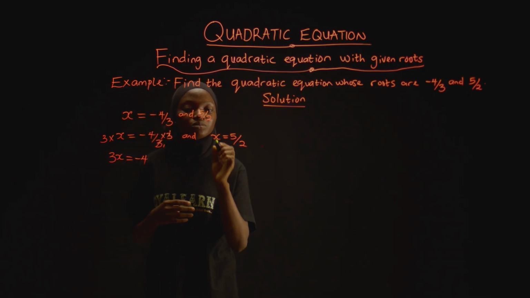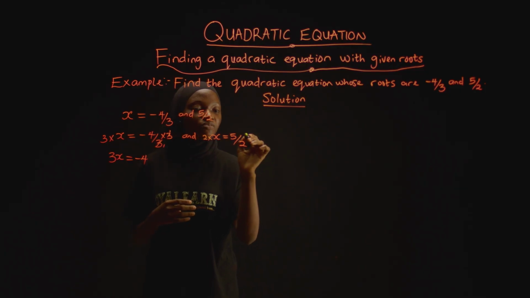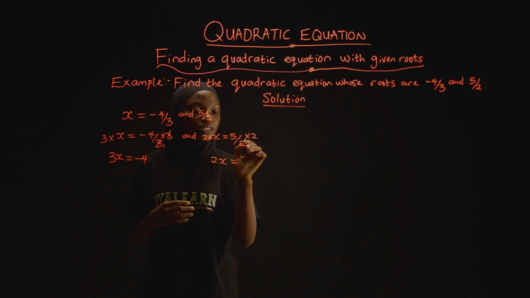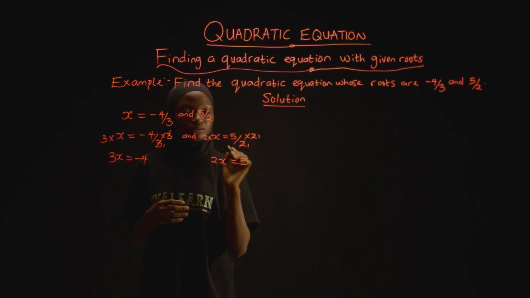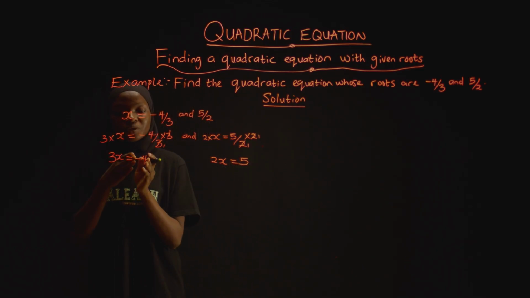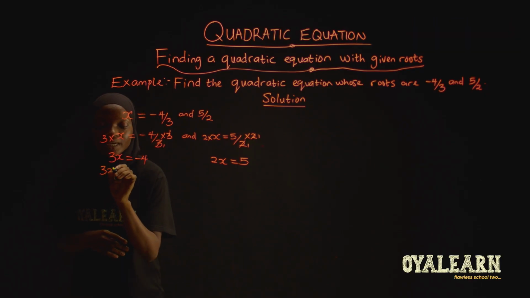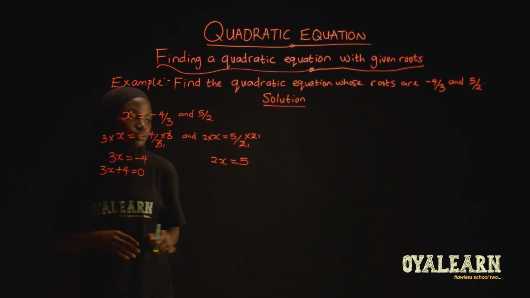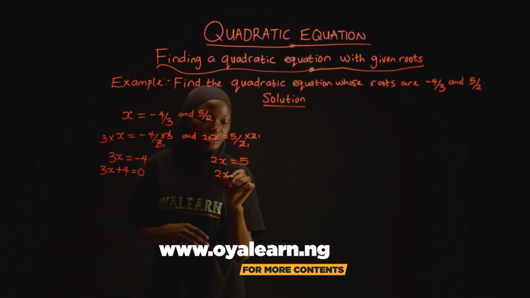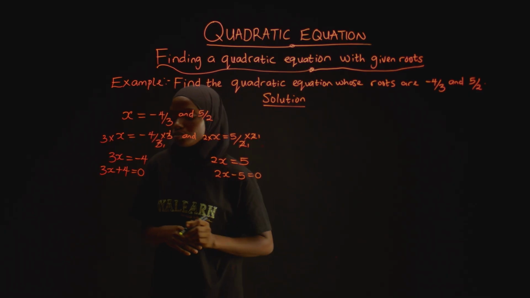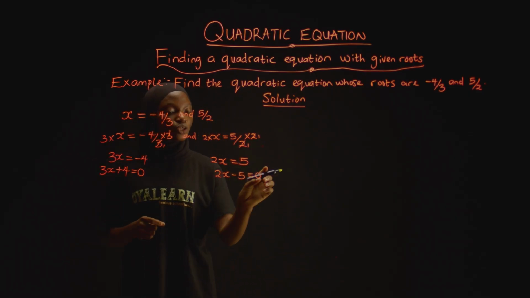For the other side, we multiply both sides by 2, so we have 2x, and 5/2 multiplied by 2 gives 2x equals 5. Now we bring the -4 to this side so that this side will be 0. So we have 3x + 4 equals 0. For the other, the 5 comes to this side and becomes -5, so 2x - 5 equals 0.